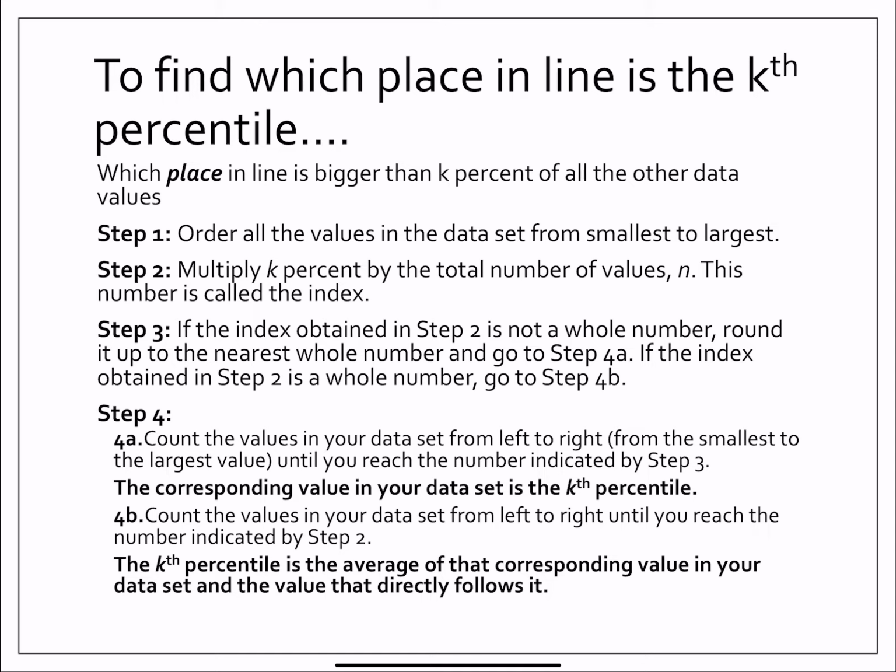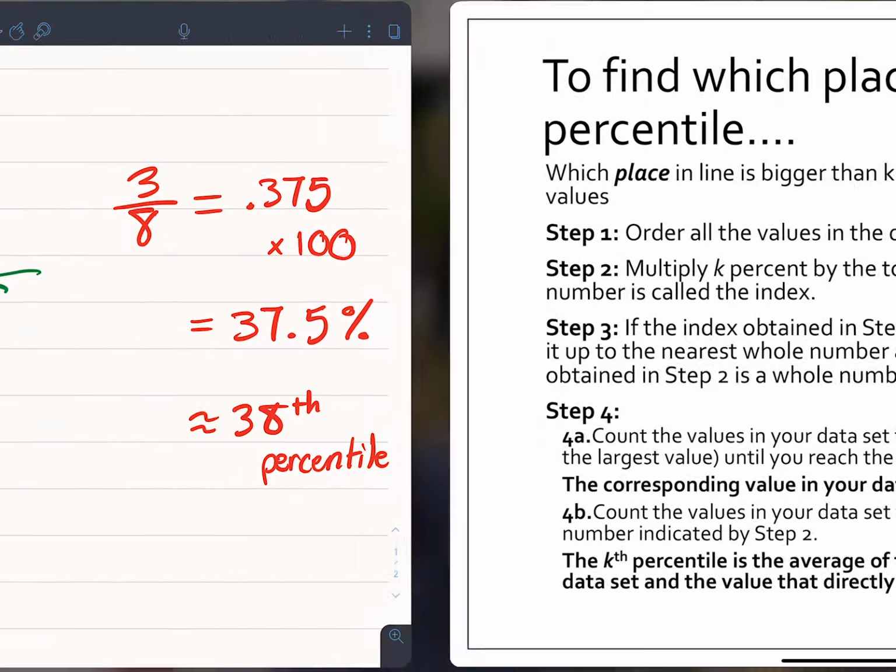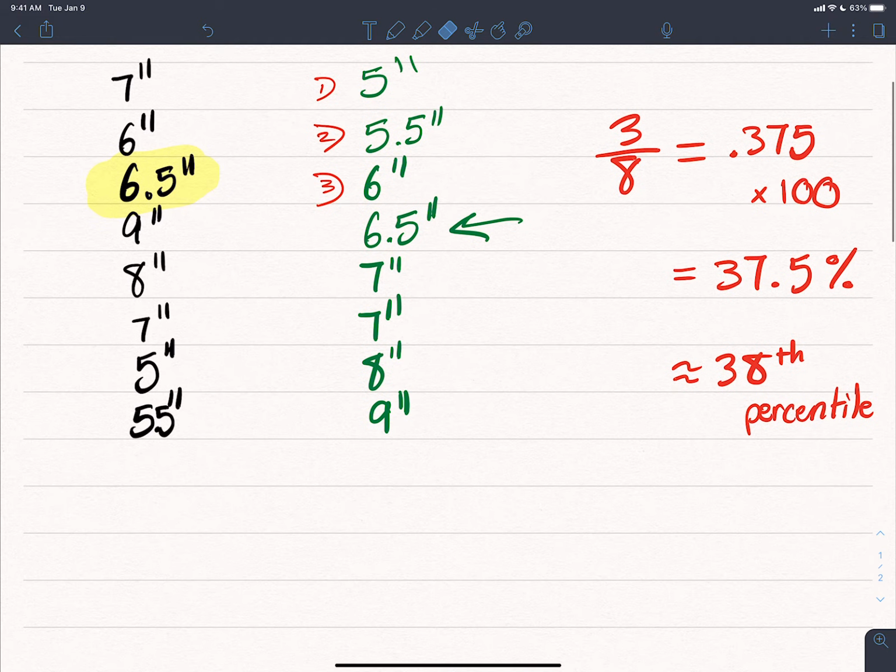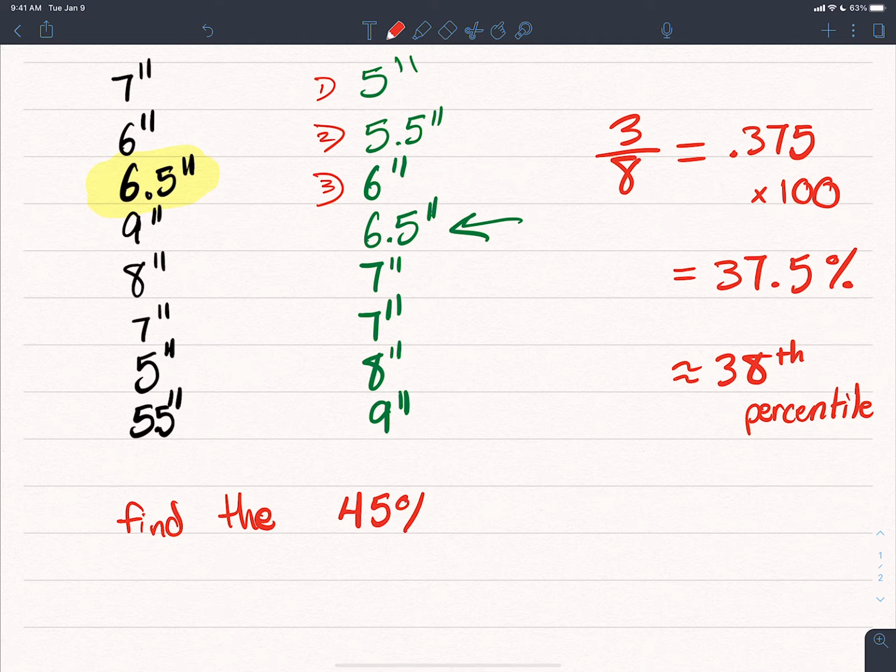So let's look at the steps and look at an example simultaneously. So what we'll do, let's say we wanted to find, for this section here, let's just do the 45th percentile. So we need to find the 45th percentile. I should have put 45th. Let's do it this way. I'll be a little lazy. 45th percentile.